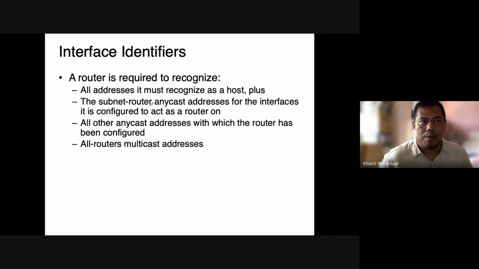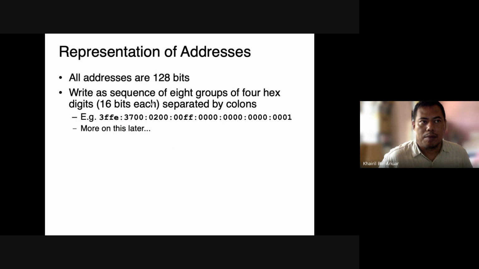Interface identifier. All right, representation of the address. In IPv6, it's 128 bits being used, in a sequence of 8 groups of 4 hex digits, 16 bits each, separated by colons. So you have 1, 2, 3, 4, 5, 6, 7, 8. This is what we call hexstat.